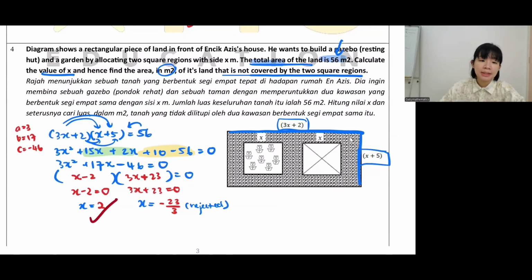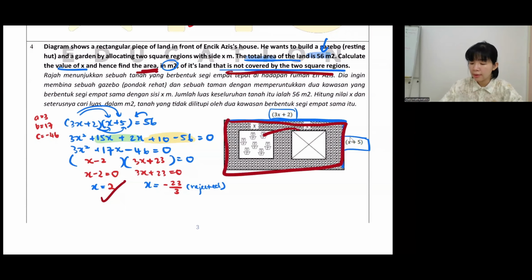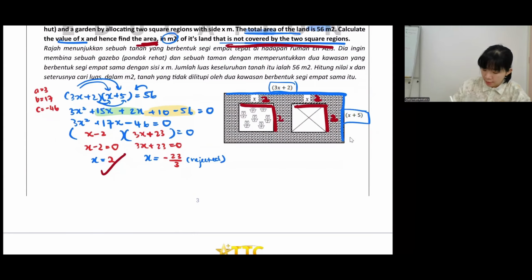Okay, we got x. x done. Then we still have the second task we need to do. Other than finding x, we need to find the area not covered by the square. We have the area of the whole thing, no need to find again. This whole thing is 56. So we need to minus the area of the square. So we know the length x, x is 2. Here also 2. This one identical, same. Okay, now, area not covered by 2 square.